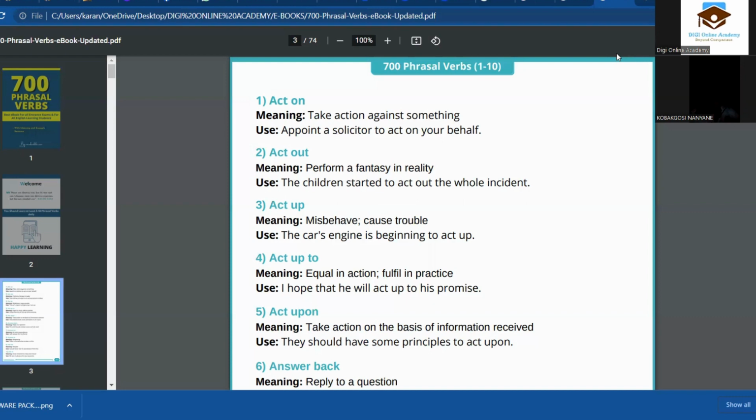Although it is a novel or it is a scene or it is a story, they are performing that story, unreal thing, in reality, right? So the children started to act out the whole incident. So if something happens in the house, the smaller children observe that, and they start to act out like elders, right? It is something which they comprehend as a child. Comprehend means they understand as a child and they start acting on it, the whole incident. So this is called act out.